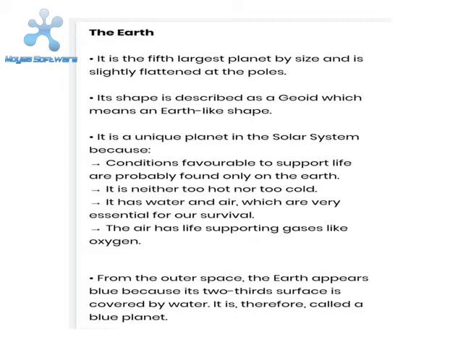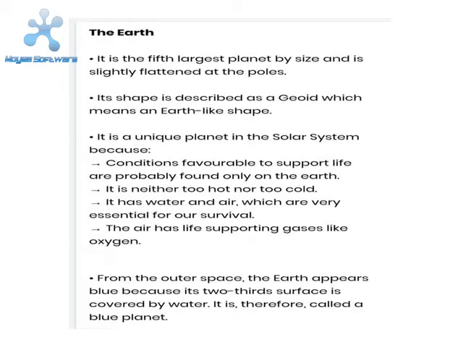Third point, it has water and air, which are very essential for our survival. No other planet has water and air. Only the Earth contains water and air, which is favorable to support the life. Fourth point, the air has life-supporting gases like oxygen. Oxygen is the major component on the Earth.